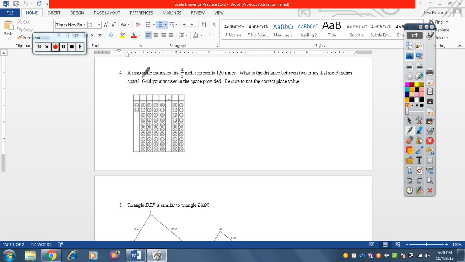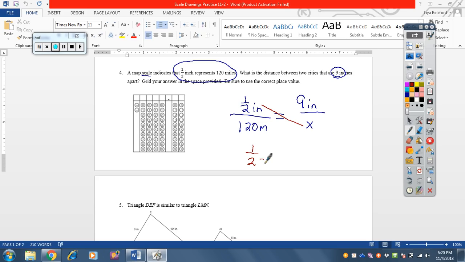Number 4, keyword is scale. It is a ratio, so you have 1/2 inch equals 120 miles. Inches goes on top. So you end up with 1/2 inch, or I'm sorry, 1/2 x equals whatever 120 times 9 is.